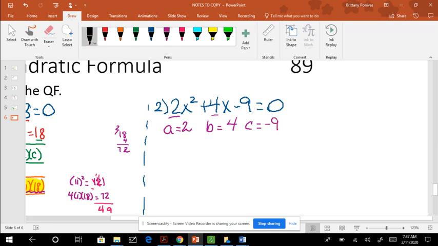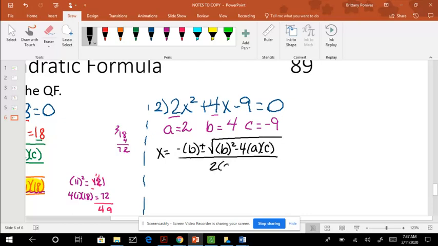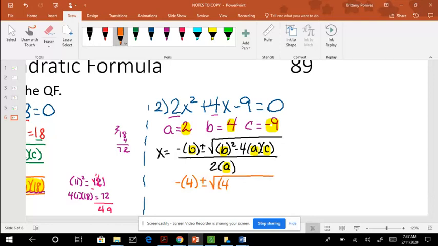And we're going to need to plug into the quadratic formula, which is x equals -b plus minus the square root of b squared minus 4 times a times c, all over 2 times a. And all we're going to do is, instead of a, b, and c in the quadratic formula, we are going to plug in our values. So negative, instead of b, we're going to put a 4 plus minus the square root of b squared. So 4 squared minus 4 times a, which is 2, times c, which is -9, all over 2 times a, which is 2.